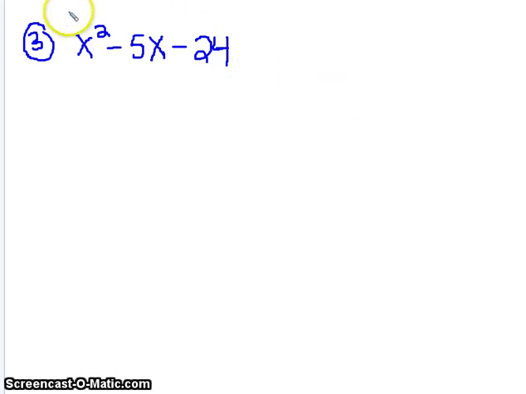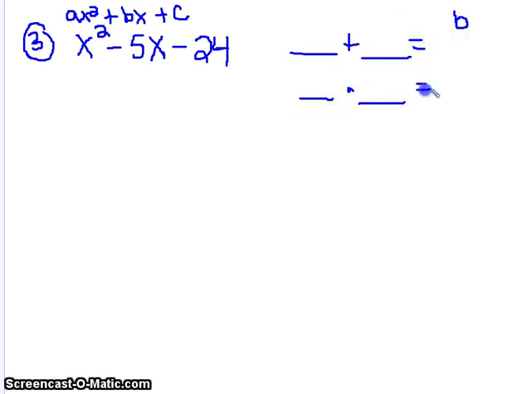Once again, it is in the form of ax squared plus bx plus c. And so we are going to do our puzzle that something plus something is equal to b, and something times something is equal to a times c. My b is negative 5, and my a is 1 times my c, which is negative 24. So that gives me a product of negative 24.